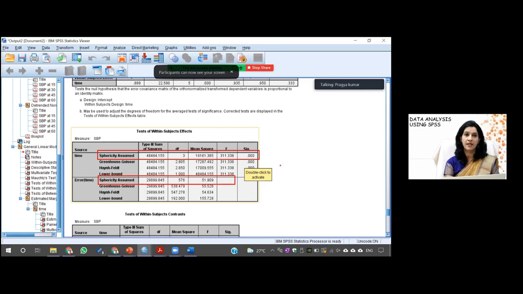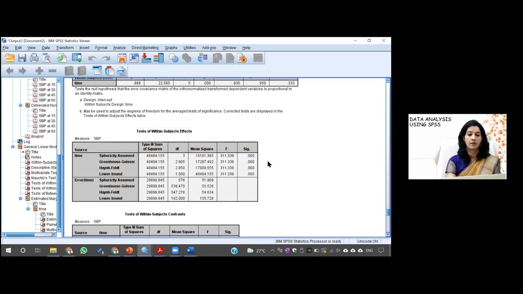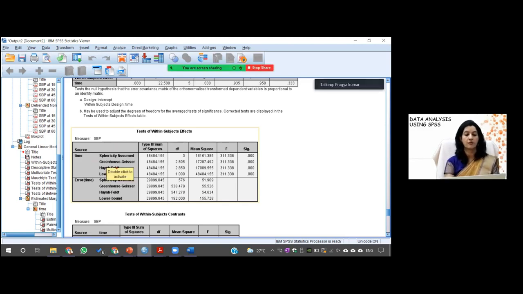But in this case, this assumption is not met, so what will I do? I will go with the Greenhouse-Geisser. So remember that we take Greenhouse-Geisser for this.